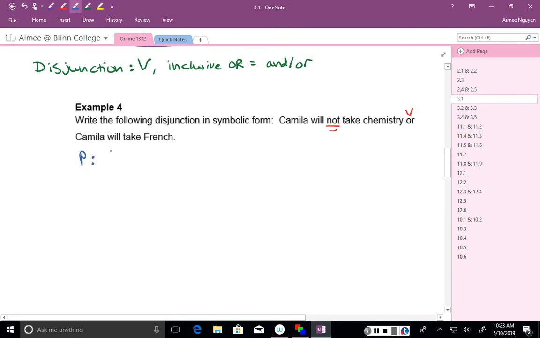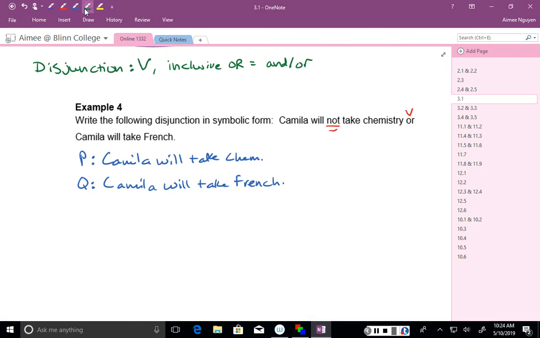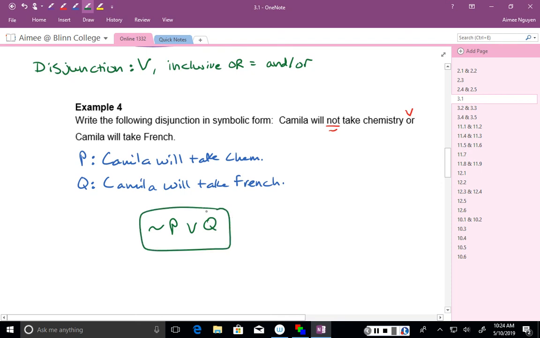I've got P, Camilla will take chemistry. And then Q, Camilla will take French. And now I can write my complete statement. We are not taking chemistry, so I want the negation of P, or we will take French, Q. And again, I am done.